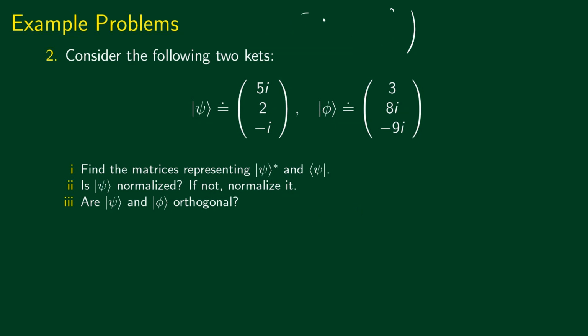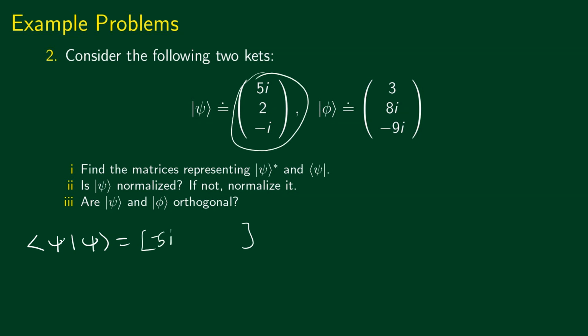So let's check if it's normalized first. We have seen that the matrix representations obey the usual rules of multiplication. We can find bra psi ket psi by multiplying the corresponding matrices. So let's find the matrix corresponding to bra psi, which we already wrote. It's a transpose conjugate of ket psi. So that is minus 5i, 2, and i. What was ket psi? It's 5i, 2, minus i.